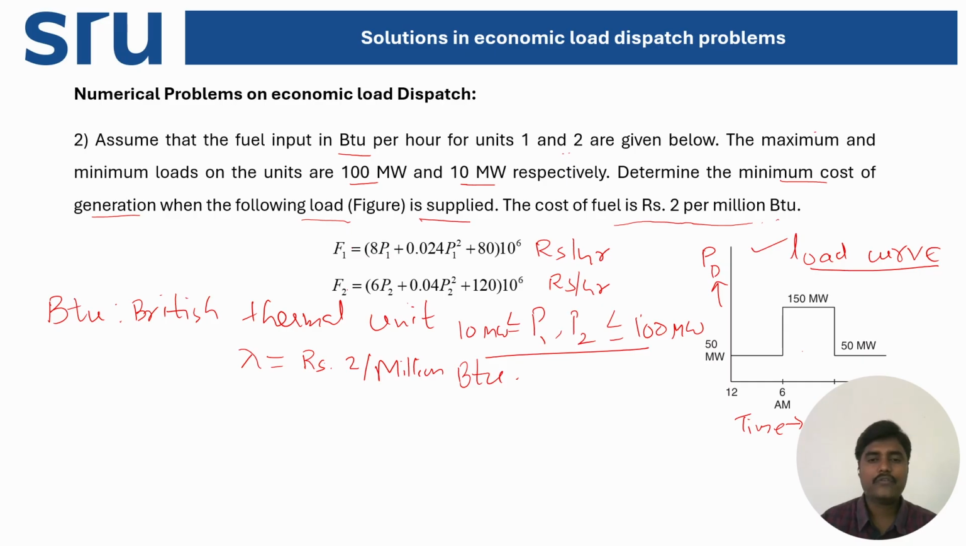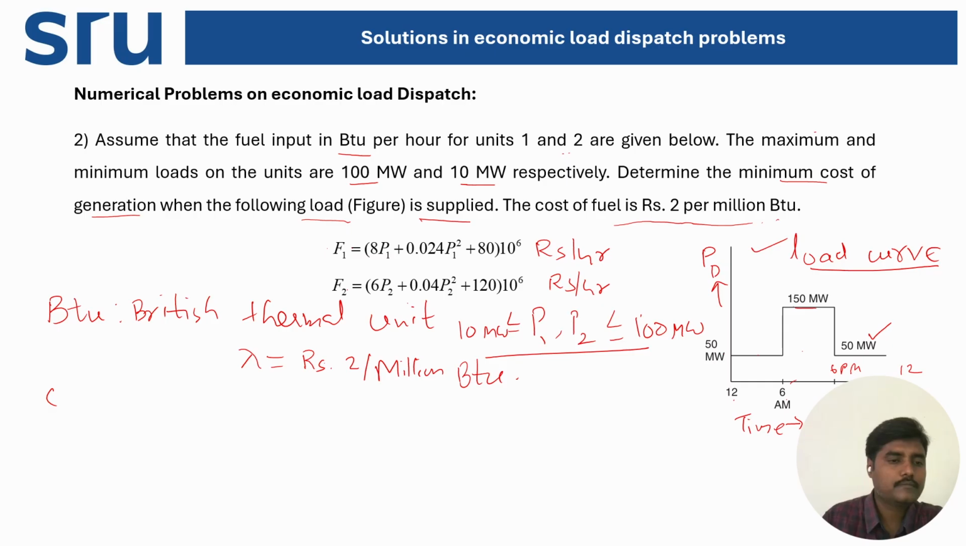Here, if you observe, from 12 midnight to 6 a.m. the load demand is around 50 megawatt. And again from 6 a.m. to probably 6 p.m., up to 6 p.m., the load demand is 150 megawatt. And then from 6 p.m. up to 12 midnight, the load demand is around 50 megawatt. So here you can observe there are two possible load conditions. One is 50 megawatt, another one is 150 megawatt.